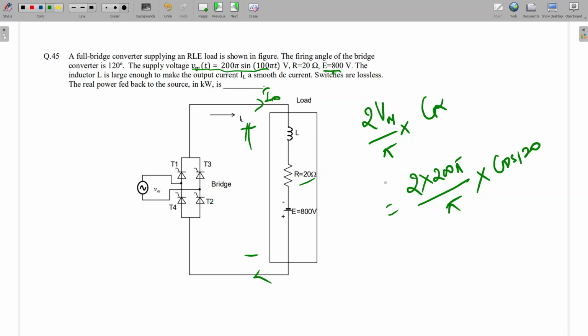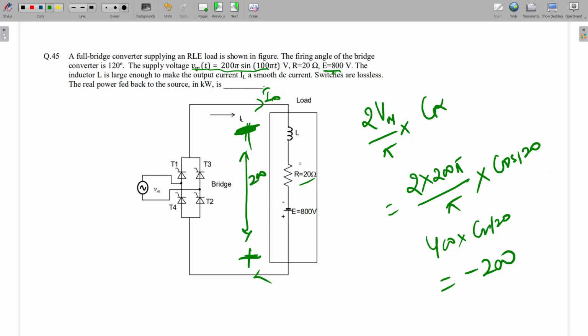How much is this value? It will be 400 into cos 120, so minus 200. Minus 200 means here it will be plus and here it will be minus, and the magnitude will be 200.